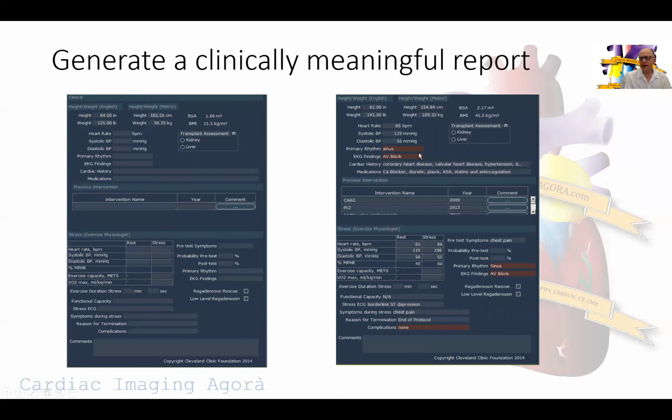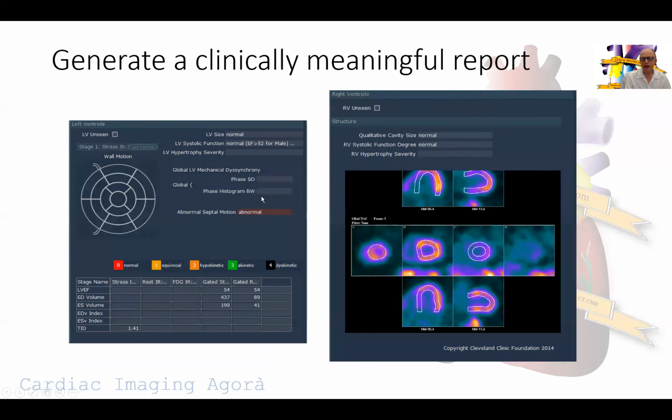Then we fill up the clinical part of the exam. This is the patient I told you about before. His BMI is 45. These are his risk factors. Again, we talked about his prior CABG, prior PCI, aortic valve replacement, and so on and so forth. The patient had some ST depression, had chest pain during the test. This is again a regadenoson stress test.